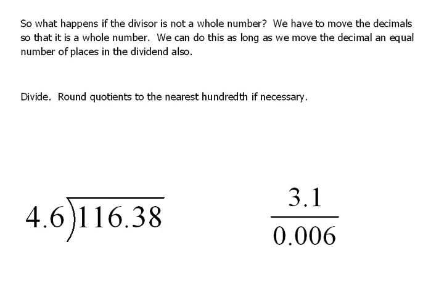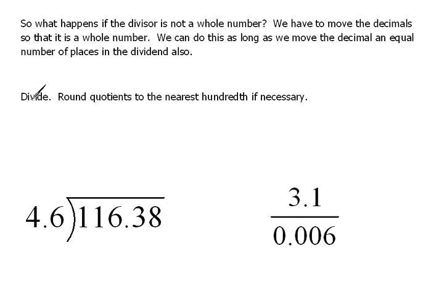So we've talked about and done a couple of examples of how we divide by a whole number. But what if we don't have a whole number as our divisor? Well, we have to make sure that it's a whole number. We can do that as long as we move the decimal in the dividend an equal number of places. Let's go through an example and show you how this is going to happen. I think that it'll be much easier once we see it in action.